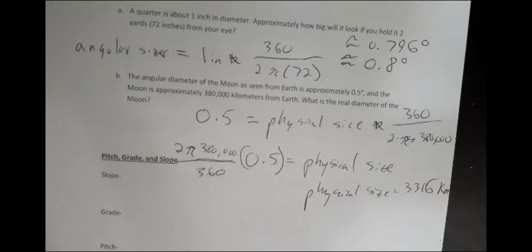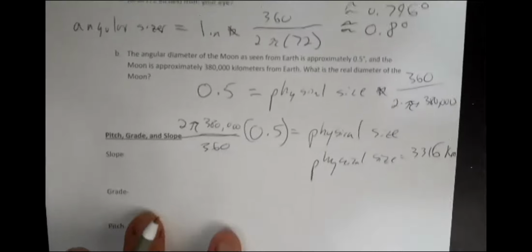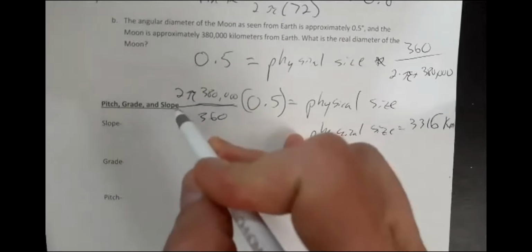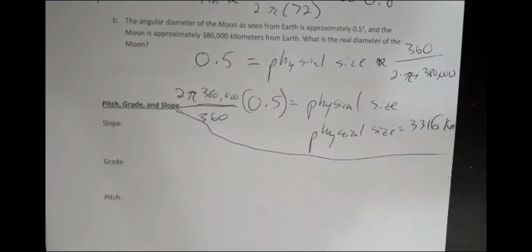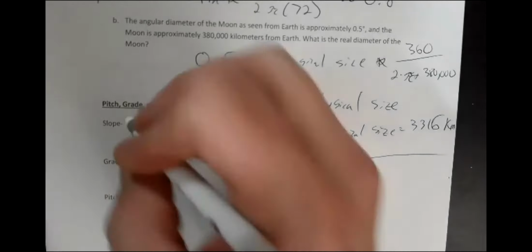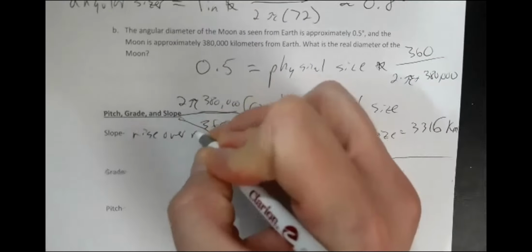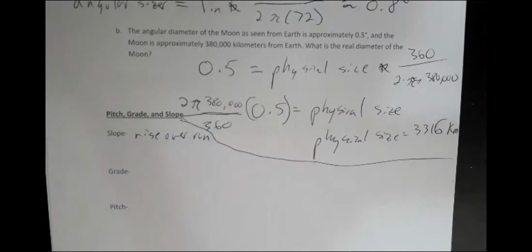Okay. The next thing we want to talk about is pitch, grade, and slope. So I think before I even say anything, if I asked you what slope is, half the people would tell me rise over run. That's a fair definition. So I want to give an example to kind of differentiate these three things.